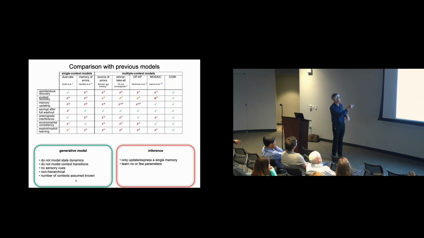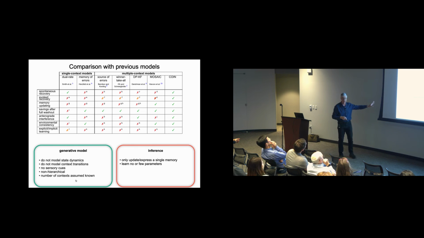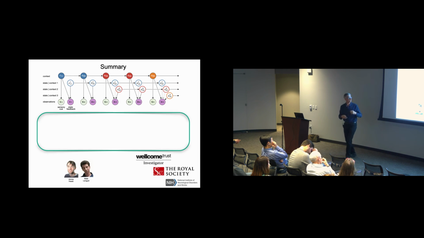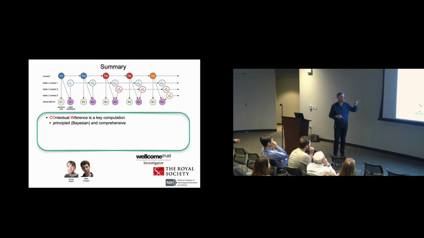Here are all the things I've talked about. I haven't talked about this for lack of time, but there are a bunch of single context models which fail, and even some of the multiple context models fail for various reasons. Some don't model state dynamics, some don't model context transitions, some have no sensory cues, they're not hierarchical, or they assume none of the contexts are known, or they only update or express a single memory. That's a very common approximation which really fails to capture some of this, or they learn no or few parameters. So just to summarize, we think the COIN model, or contextual inference, is a key computation.